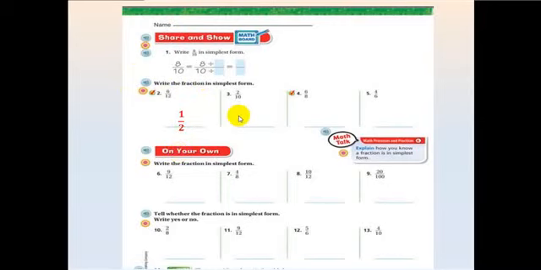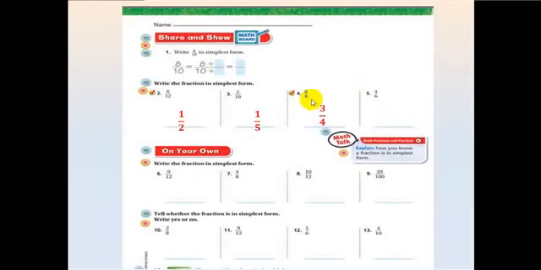2 over 10. The common factor between 2 and 10 is 2. It's very easy. We divide the fraction by 2 over 2. It will be 1 over 5, or fifths. 6 over 8. Find the common factor between 6 and 8, numerator and denominator. For 6, 1 times 6 and 2 times 3. For 8, 1 times 8 and 2 times 4. The common factor is 2. So we divide the fraction by 2 over 2.